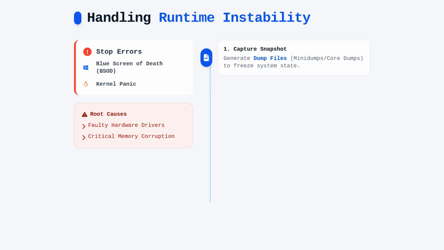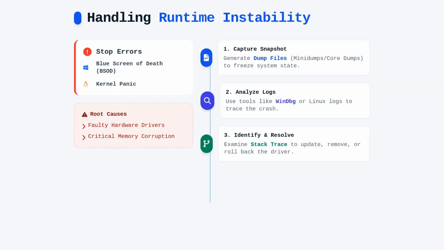Windows mini-dump files can be analyzed with tools like WinDBG, while Linux kernels generate logs and core dumps that reveal why a panic was triggered. By examining the stack trace, we can often identify the specific module or driver responsible for the failure and decide whether to update, remove, or roll back that component.